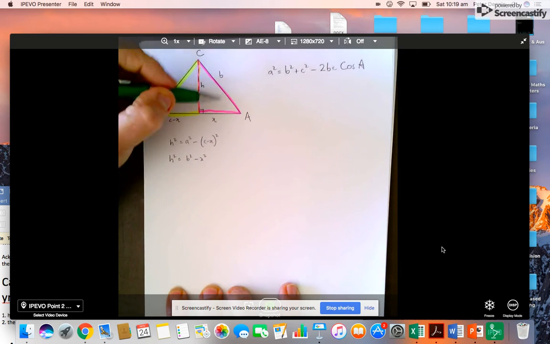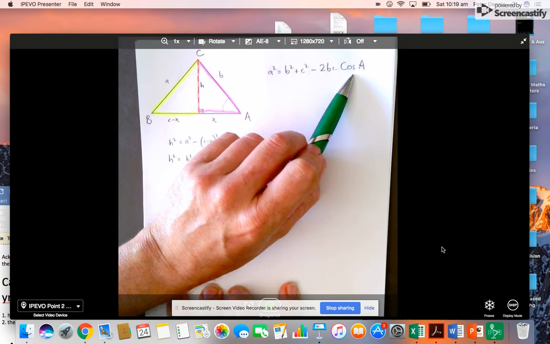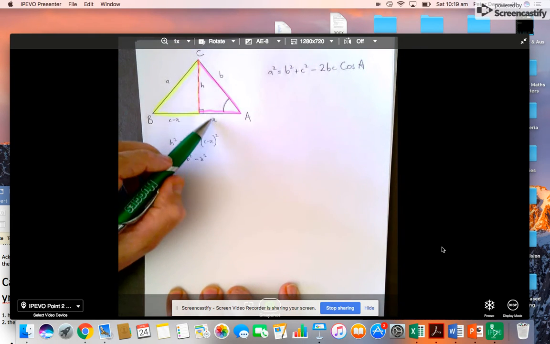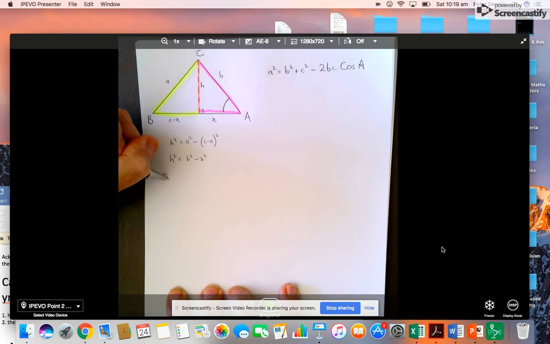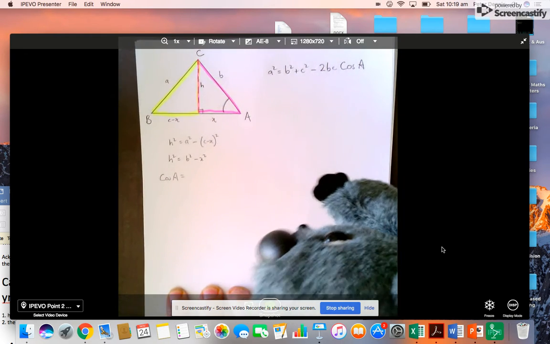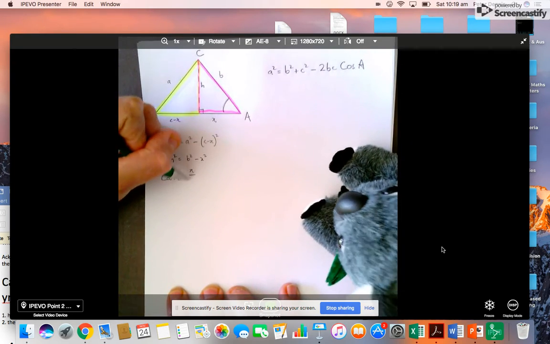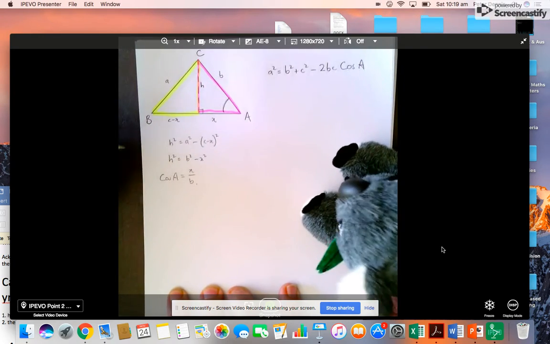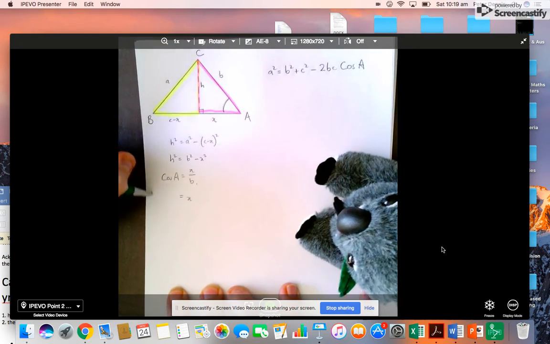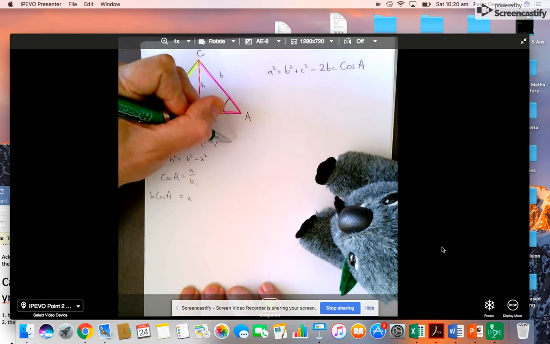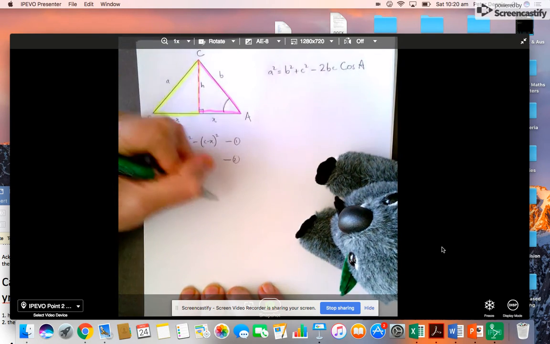The only other thing that we've got is in our formula over here, we've got a cos A. So let's straight away put in what cos A is. Cos A is adjacent over hypotenuse. So cos A, as we get a special guest star appearance from the koala, cos A equals x over b. And we're going to write it out as x equals b cos A. Okay, special guest star, the koala, teaching the koala today. And let's label these. This is Formula 1, Formula 2, and Formula 3.